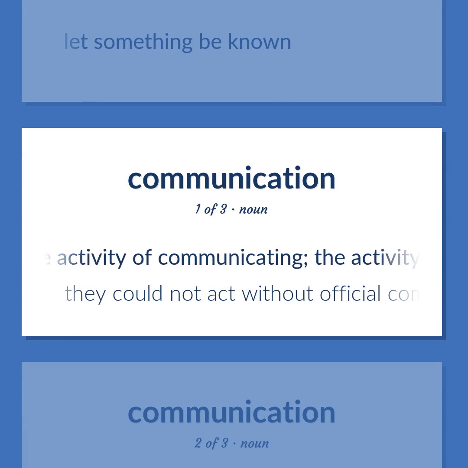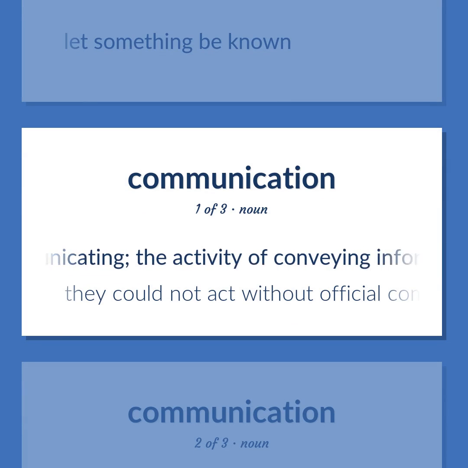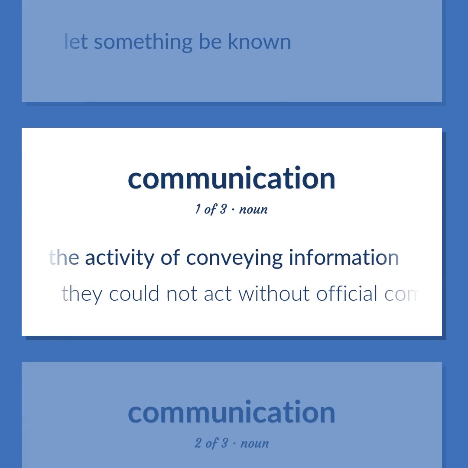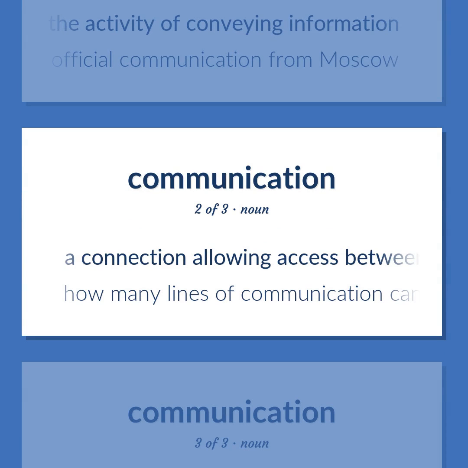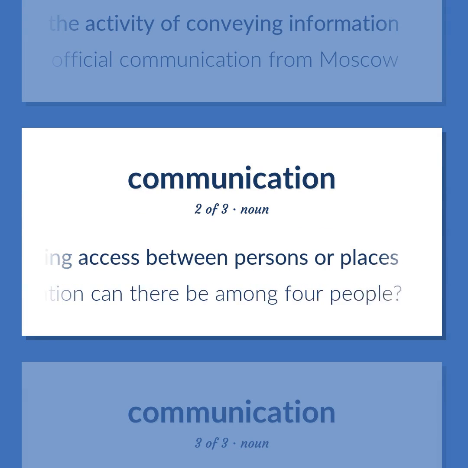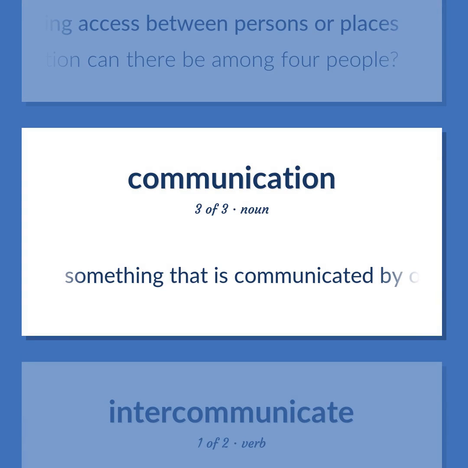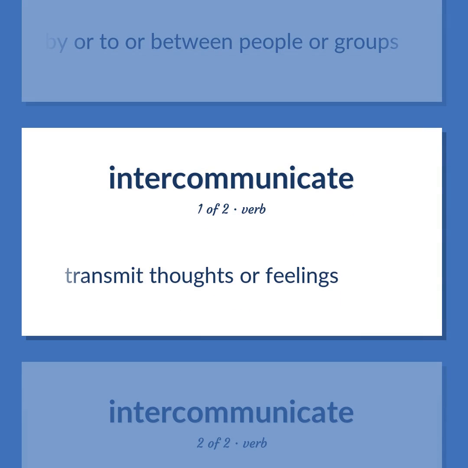The activity of communicating. The activity of conveying information. They could not act without official communication from Moscow. A connection allowing access between persons or places. How many lines of communication can there be among four people? Something that is communicated by or to or between people or groups. Transmit thoughts or feelings.